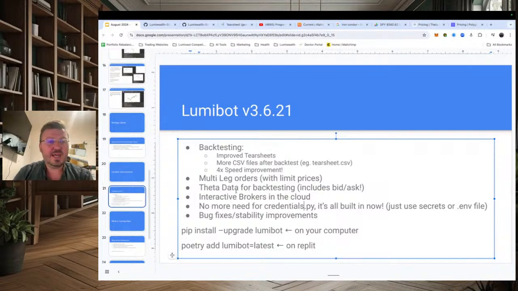Okay, so we have that. Another thing we did was add Interactive Brokers. We can now run Interactive Brokers in the cloud.